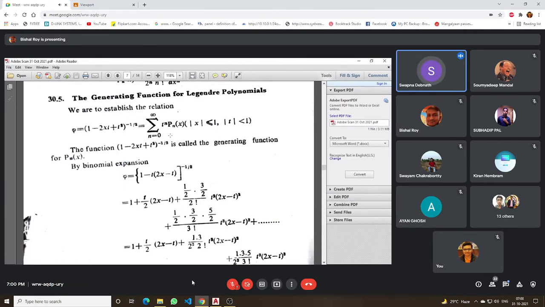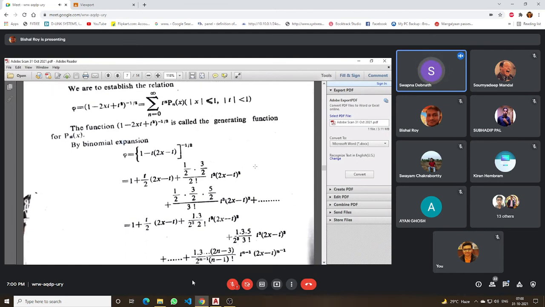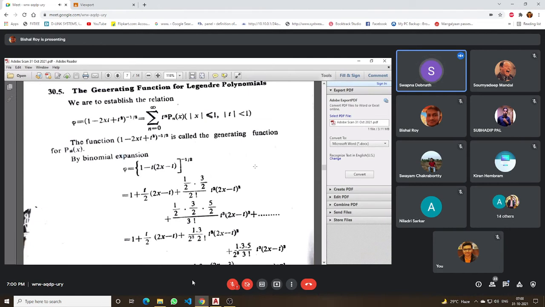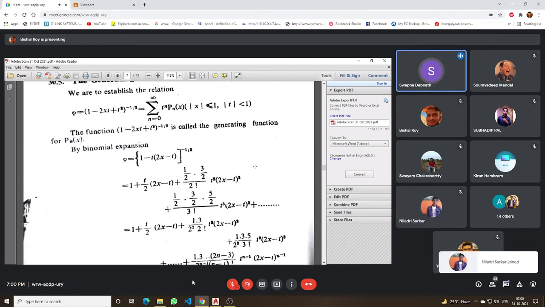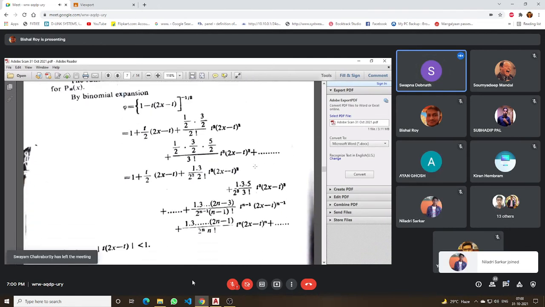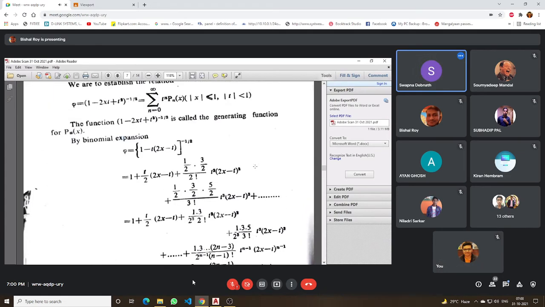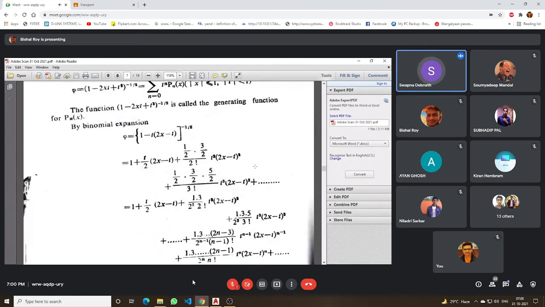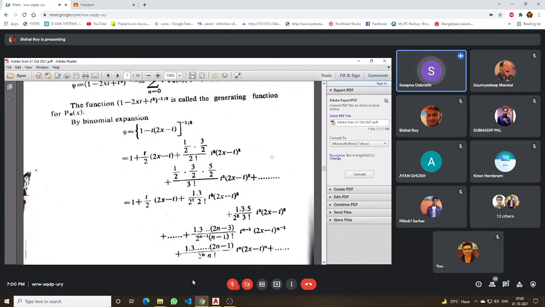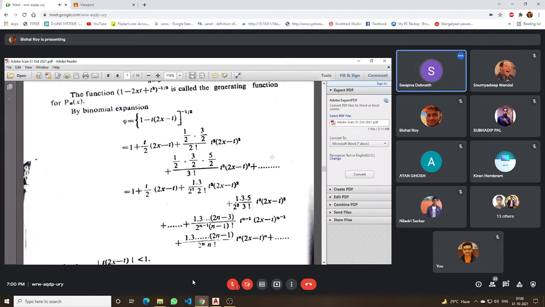We have to establish this as equal to summation t to the power n P_n(x), where P_n(x) is the Legendre polynomial. That means starting from (1 minus 2xt plus t squared) to the power minus half, we will arrive at the Legendre polynomial, hence the name generating function. Therefore, the generating function of the Legendre polynomial is 1 minus 2xt plus t squared.